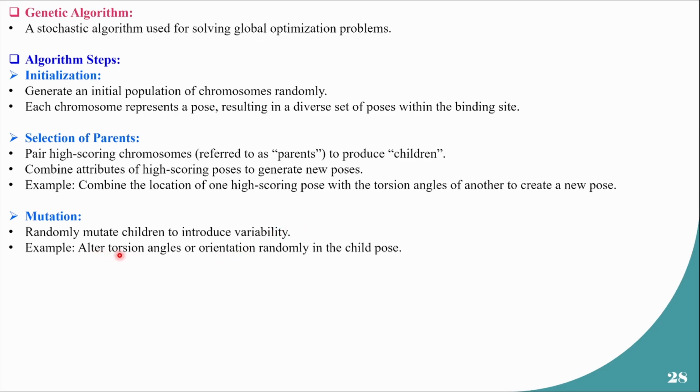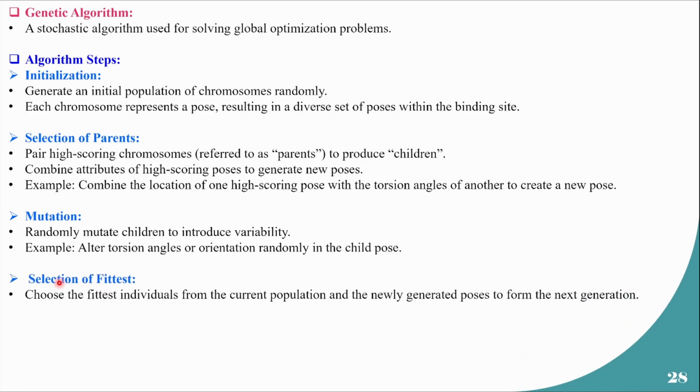For example, it can alter the torsion angles or orientations randomly in the child pose, and it will just try to see whether this new orientation or this new torsion angle for this particular set of bonds leads to a better binding score or better docking score or not. So it will try to do that.